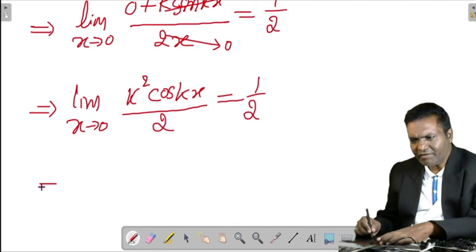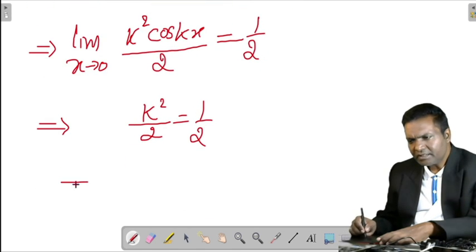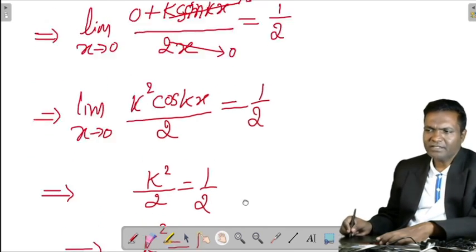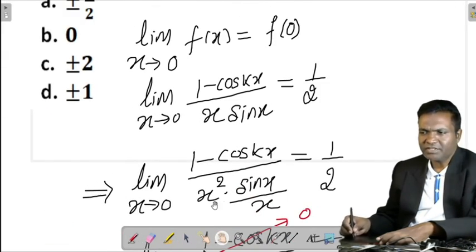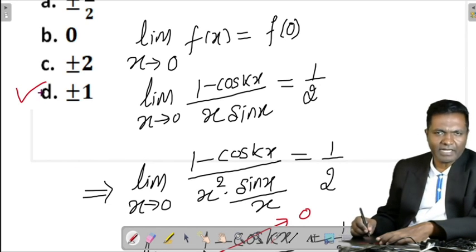Now you can substitute your limit x equal to 0. Cos 0 is 1. So you will get k square by 2 equals 1 by 2. That implies k square equals 1. So k is plus or minus 1. Okay, so this much, k is plus or minus 1. So option D is the correct one.